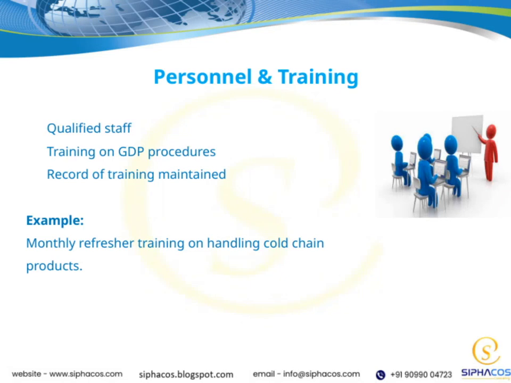Now, let's talk about personnel and training. First, it's essential that we have qualified staff in place. Having the right team members who understand their roles and responsibilities is the foundation of a successful operation. Next, training on GDP procedures is crucial. This ensures everyone knows the proper protocols for handling, storing, and transporting products to maintain their quality and safety. Lastly, maintaining a record of all training activities is vital. This not only helps us track who has completed necessary training, but also demonstrates our commitment to compliance and continuous improvement.